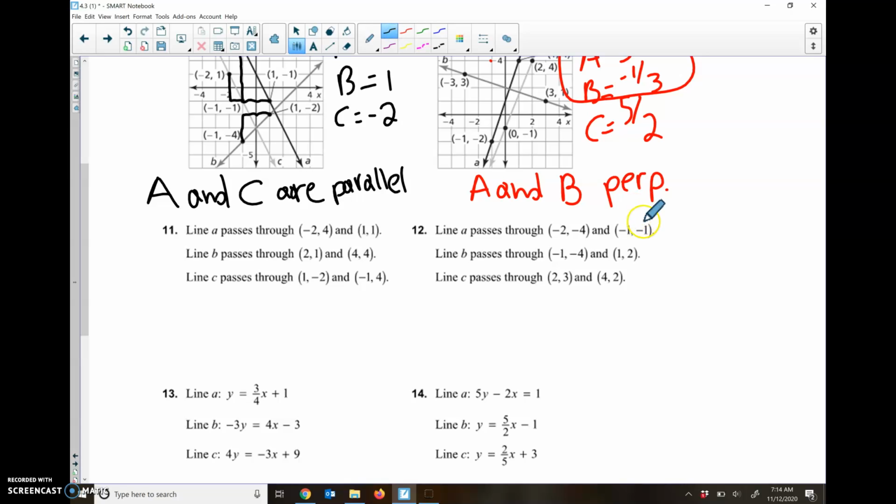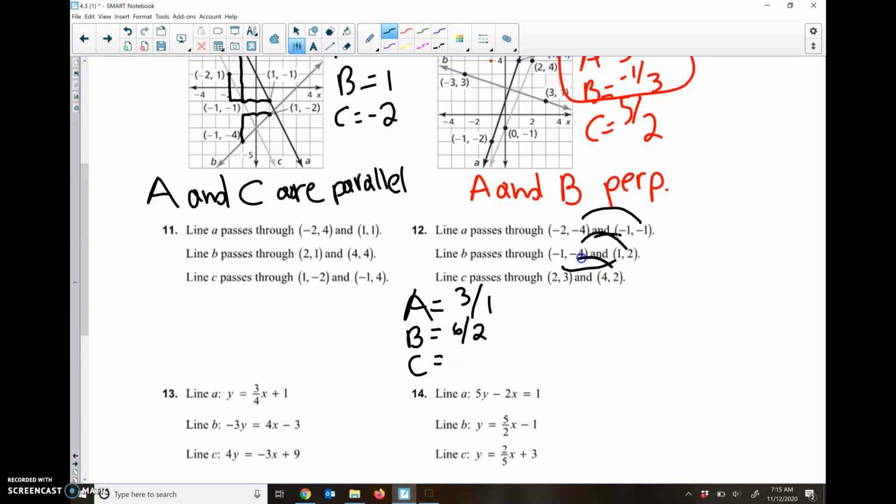Let's just look at 12 here. So -1 minus a -4 is a +3. -1 minus a -2 turns into a +1. So I got 3 over 1 for the first one. Here I have 2 minus a -4 is 6. 1 minus a -1 is 2, so 6 over 2 for line B.